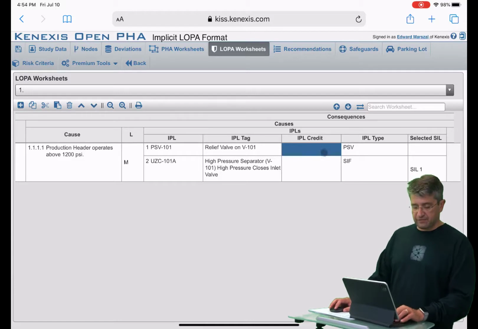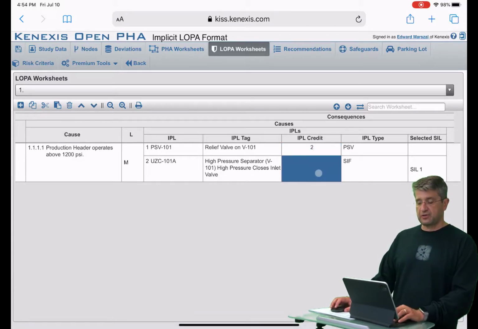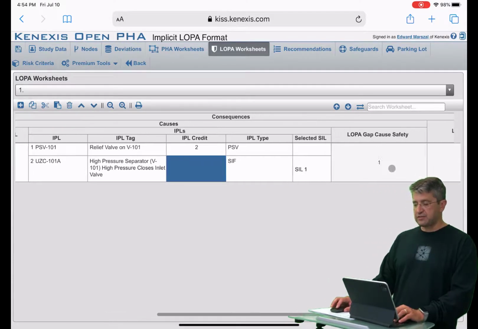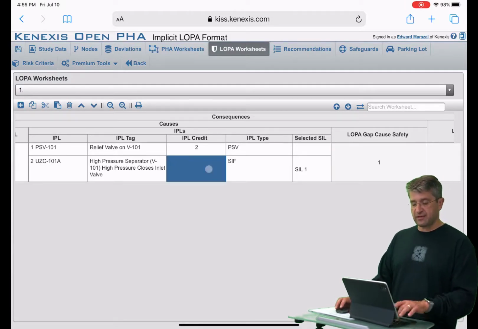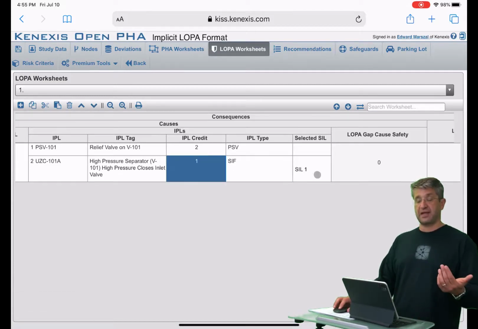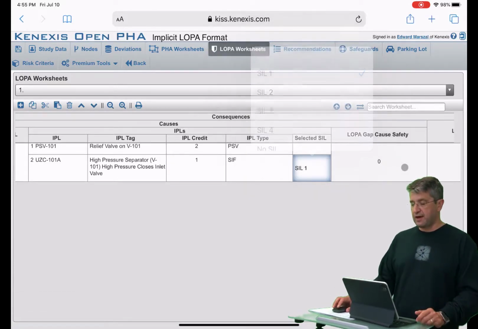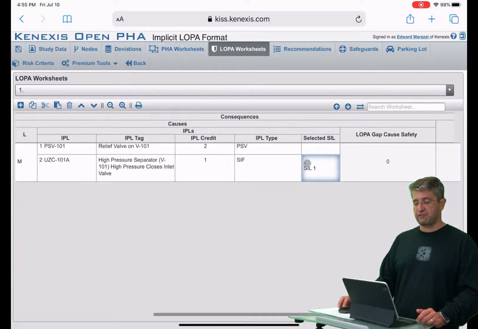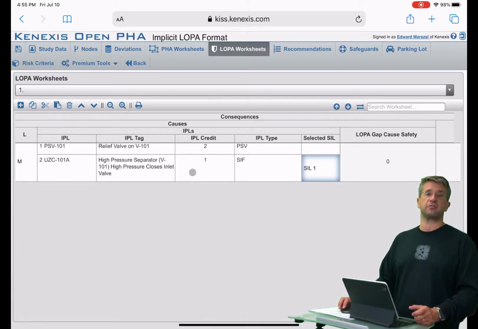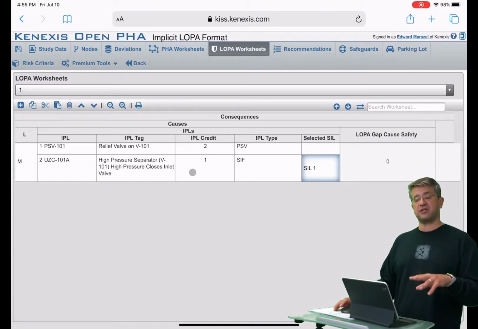So in this case, we're going to give 2 credits to the relief valve. And then we see we still have a gap of 1, which means we need 1 more order of magnitude of risk reduction. So let's just go ahead and assign that to the safety instrumented function, making it a SIL1 safety function. That gives us a gap of 0, which means that with these 2 safeguards at those credit levels, those performance levels, tolerable risk will be achieved. So this is the methodology that you would use for the implicit version of the LOPA.